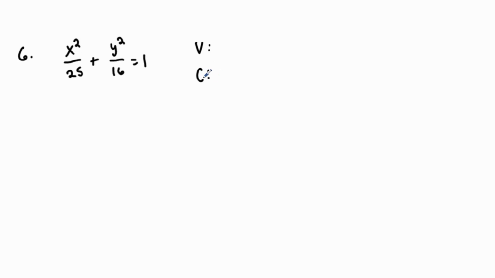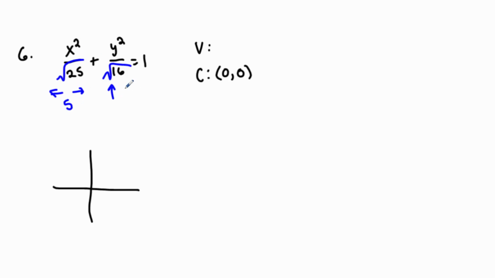The center of this ellipse is at 0, 0, because I don't have parentheses on top of my fraction, so it'd be like x minus 0 and y minus 0. In order to draw this, we need to know how much to go left and right and how much to go up and down, and that comes from these numbers on the bottom. I'm going to go left and right 5, because 25 is under x. I'm going to go up and down 4, because 4 is underneath y. I'm centered at 0, 0, so I just need to count this out.